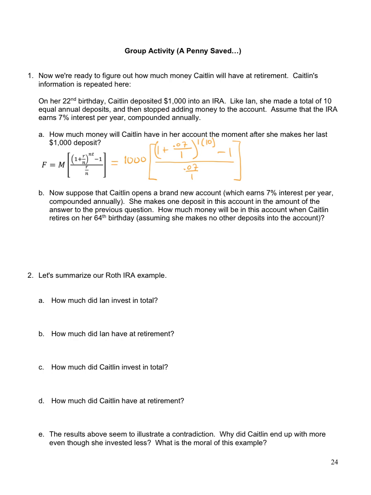Now I just need to carefully use my calculator and follow the order of operations. I'm going to start with my 0.07 over 1, that's just 0.07, and then do what's in parentheses first, so 1 plus 0.07 is 1.07. I'm going to raise that to the 10th, and I get about 1.967. I'm not going to write it down because I don't want to round anything until the end, but it's in my calculator. I'm going to subtract 1 from it, then divide by 0.07, and finally multiply by 1,000.